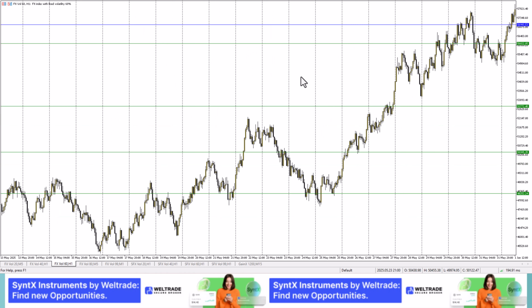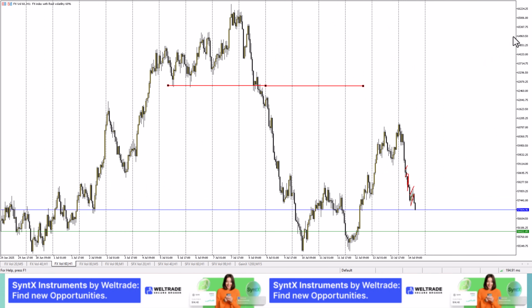We go to the H1. Why? Because we just want to understand the phase that we are actually in the market. At this particular zone, this is a move down. Then price thought to go up at this zone.